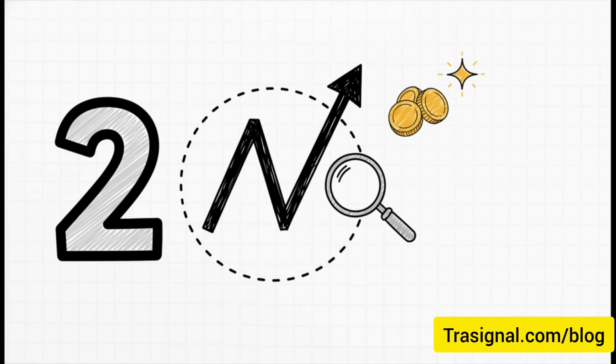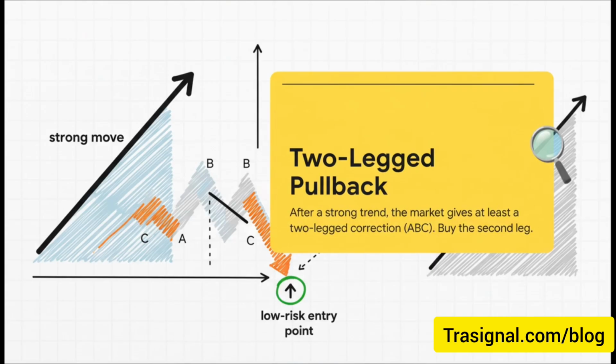All right, let's move on to the second principle, which is hands down one of the highest probability setups in all of trading. It's called the two-legged pullback. And I promise you, once you see it, you will start seeing it everywhere. Here's the key insight. After a strong move, the market very rarely pulls back in a nice straight line. It almost always corrects in 2 distinct ways, or legs. The end of that second leg is often a fantastic, low-risk entry point to get back into the trend.